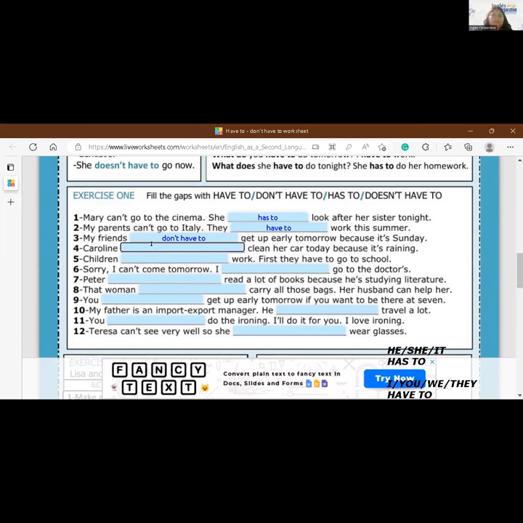Caroline, volunteer. Caroline have to clean her car today because it's raining. Doesn't have to. Yes. So that's important. Remember, you have to read a sentence twice in order to understand the context. Caroline doesn't have to clean her car today because it's raining. Of course, you won't clean the car, right? But we never know.